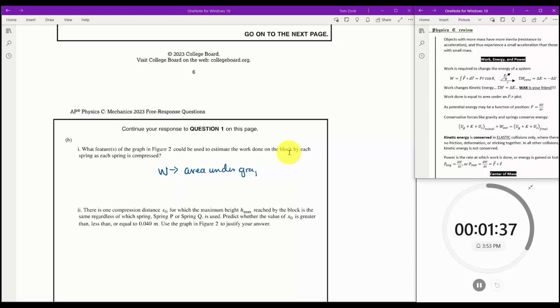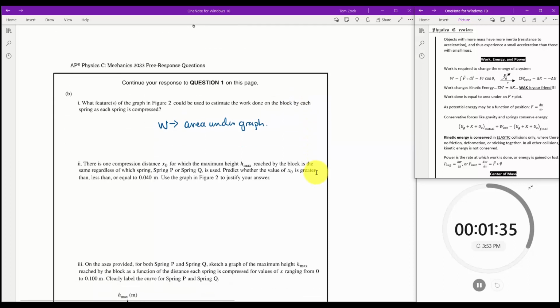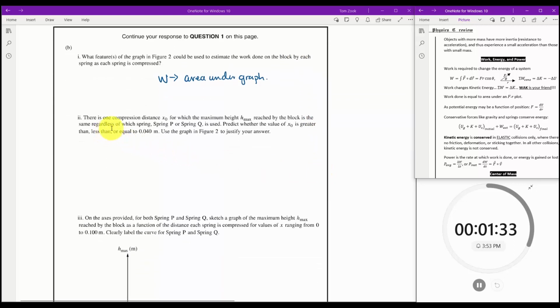That could probably be worded better, but that's all the time I want to spend on it. There's one compression distance x0 where the height h max is reached. It's the same for both of them. Predict whether that x sub zero would be 0.04.